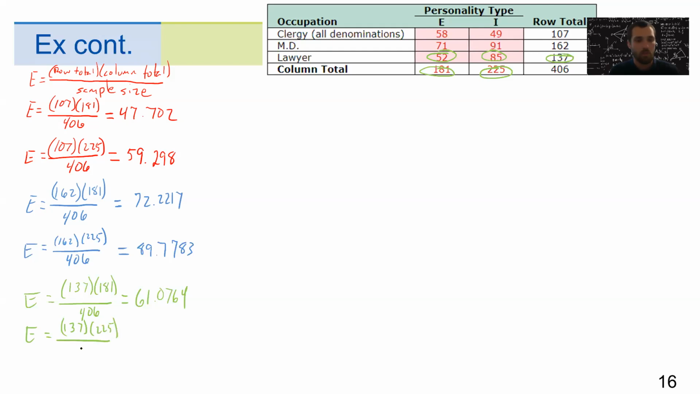225 divided by 406, and that is equal to 75.9236. All right. So, now what I need to do is, let's see here.